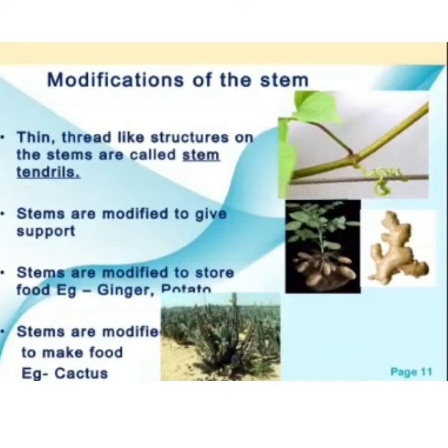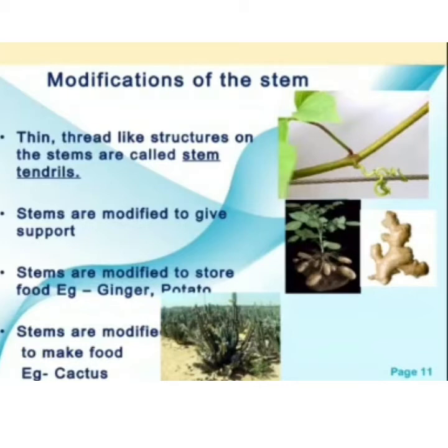Stems are modified to give support. Obviously, stems are modified to give support in the form of stem tendrils. How do they do it? We all know the tendril structure. They coil around the plants and give support to the plants.